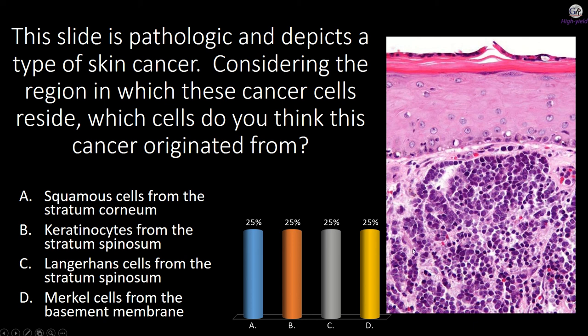Last one, Merkel cells from the basement membrane. Well, you got it. Little small ovoid cells down here close to the basal region of the epidermis, and they're very hematoxylin staining, very blue. So I'm going to go with D for this question.